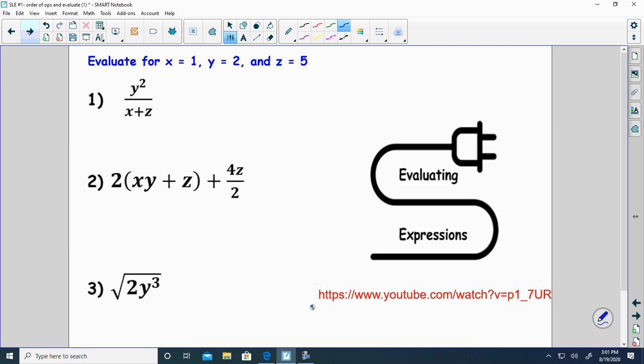On these ones, we're just going to substitute in for the letters. So we have these variables up on top. We have what x is equal, y is equal, and z is equal. So we're just going to plug in what we know.